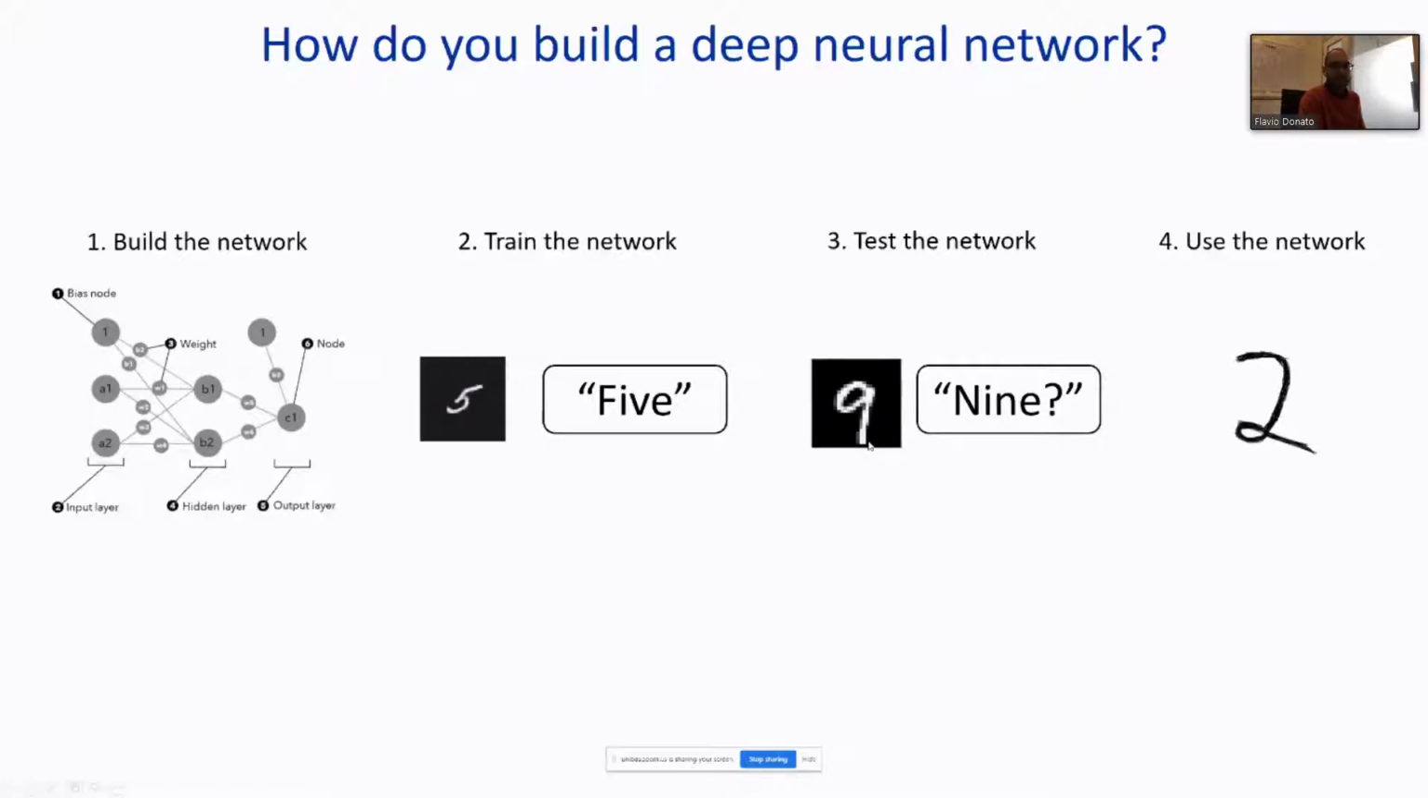And in the end, we converge on a network that satisfies our criteria, which is good enough for what we want to do. And then, of course, we use it to solve the problem with new data sets that this time are unlabeled.